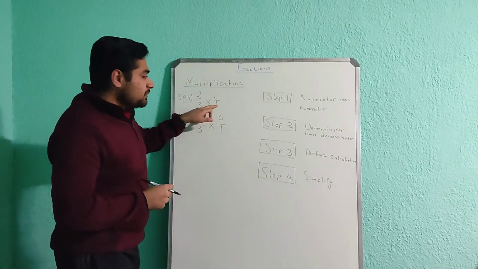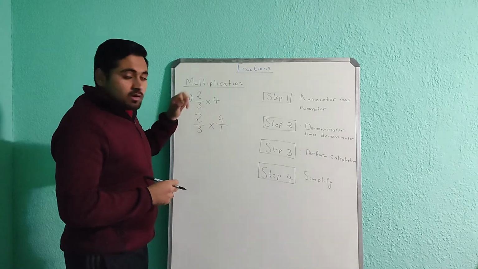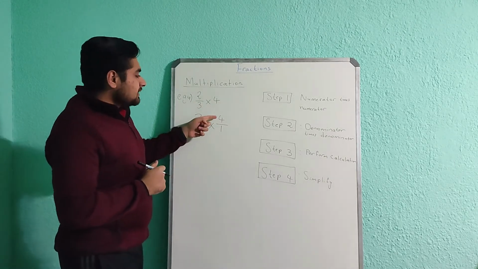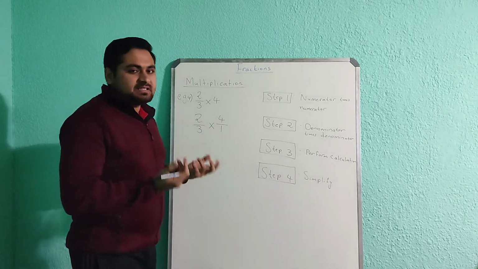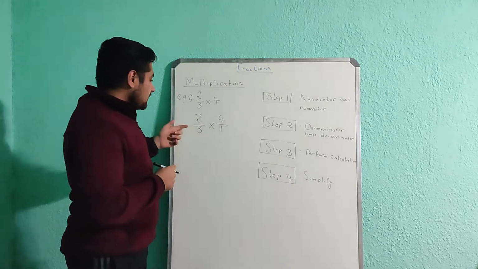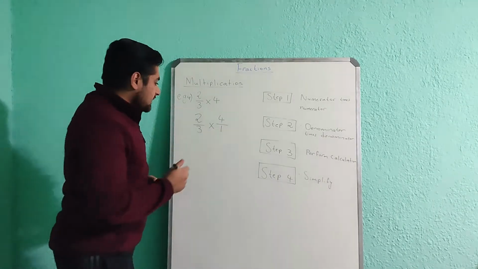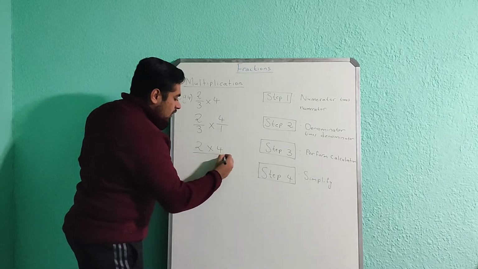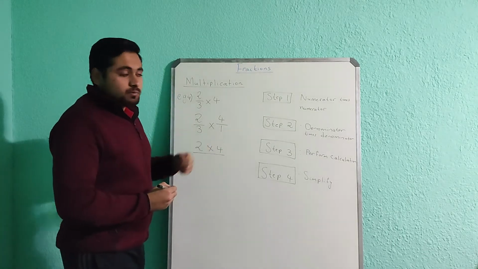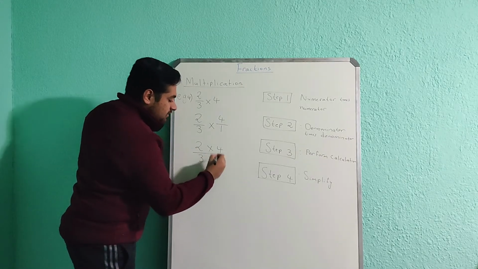So if there is a number standing on its own and is not a fraction, then that's your numerator. So you write it as a numerator over 1, because 4 over 1 is the same as 4. Now you can perform all the steps as they are. So the first step, numerator times numerator, which is 2 times 4, all over 3 times 1, which is denominator times denominator, 3 times 1.